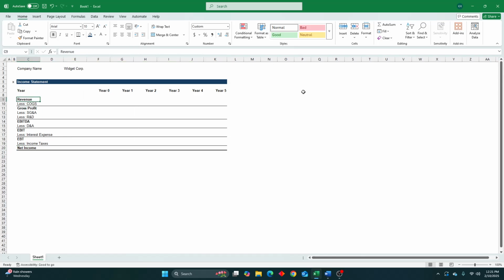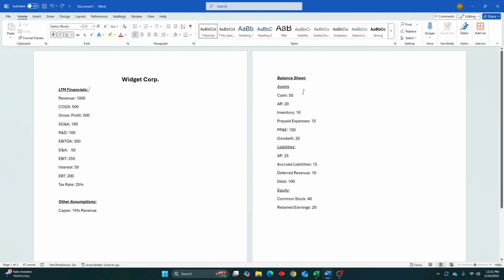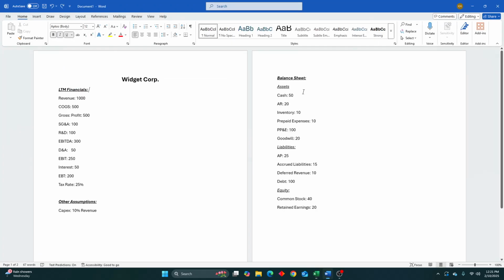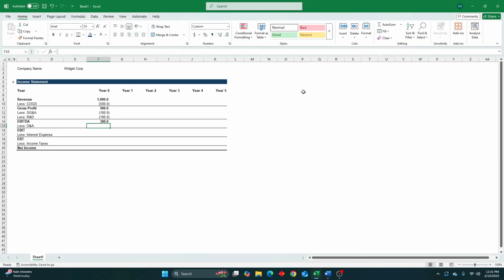Now that we have these situated, we're going to put in our year 1 historicals. So we have revenue of 1,000, then we have COGS of 500, meaning our gross profit is 500. Then we have SG&A and R&D of 100 each, which means that we're going to have an EBITDA of 300. Then our EBITDA of 300 less the $50 in D&A gets us to $250 of EBIT. Then we have $50 in interest expense, which gets us to $200 of EBT. And then it doesn't tell us what our taxes are for this first year, but we can back into it.